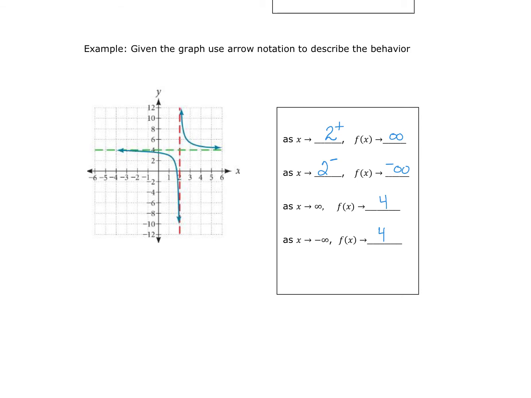So you'll notice that red dashed line, that's a vertical asymptote. As we approach that from the right, we go to infinity. From the left, we go to negative infinity. And as x goes to infinity or negative infinity, they both go to 4.